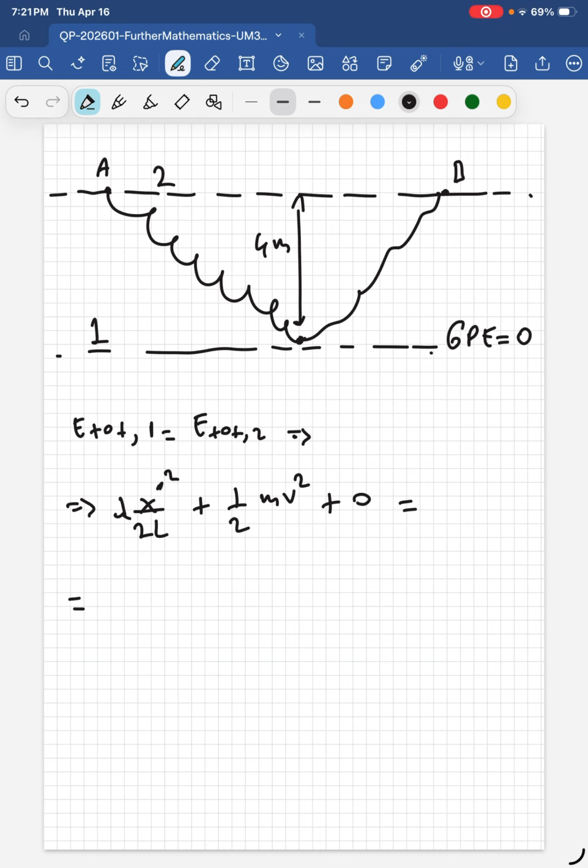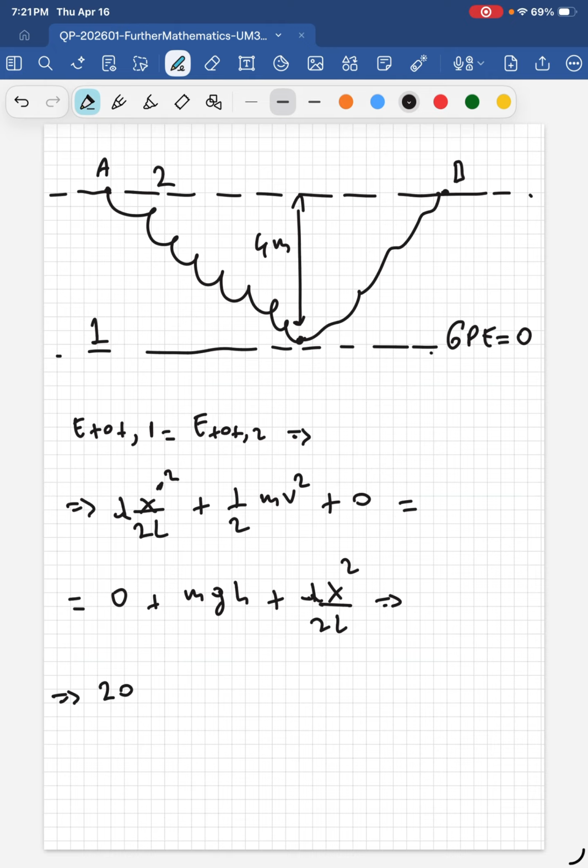What's the total energy at 2? The kinetic energy up there is going to be 0. So 0 is the kinetic energy plus mgh, where h is 4 meters, plus lambda times the extension of the string up there squared over 2L, I'm sorry, okay? So let's plug numbers in.